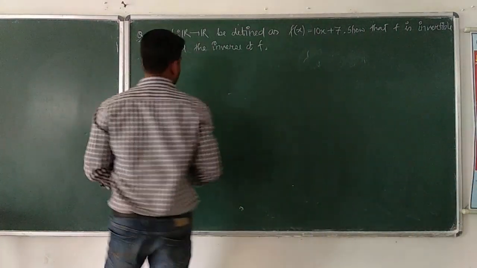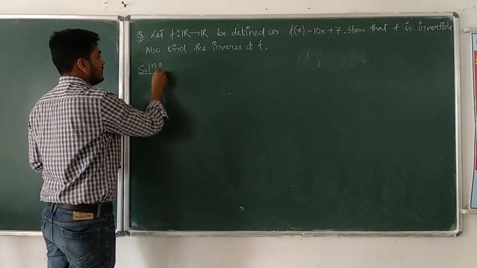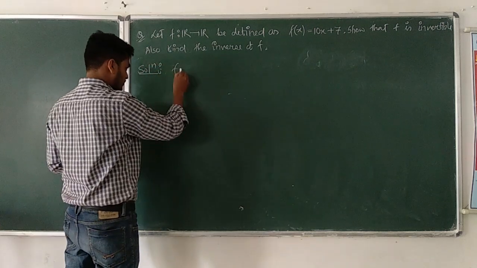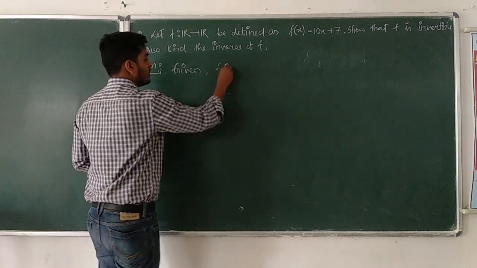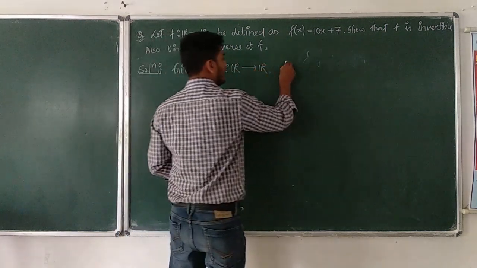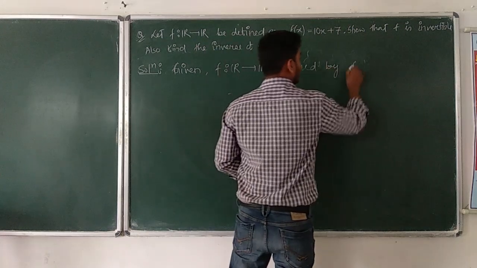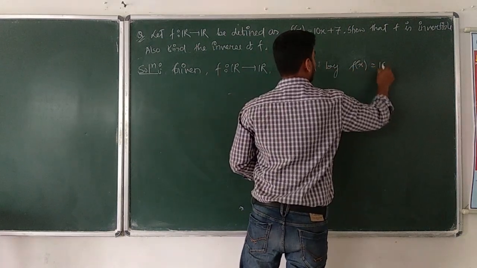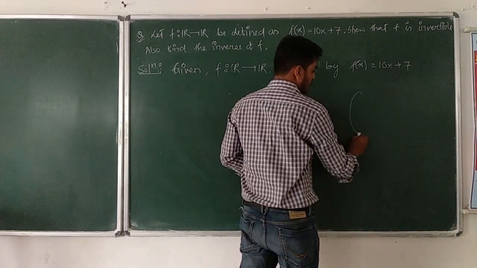So let's start. So here, solution. Here the question is given that, what is given to us? Given f is a function from real numbers to real numbers defined by f of x is equal to 10x plus 7. Okay, so the diagram will be like that.